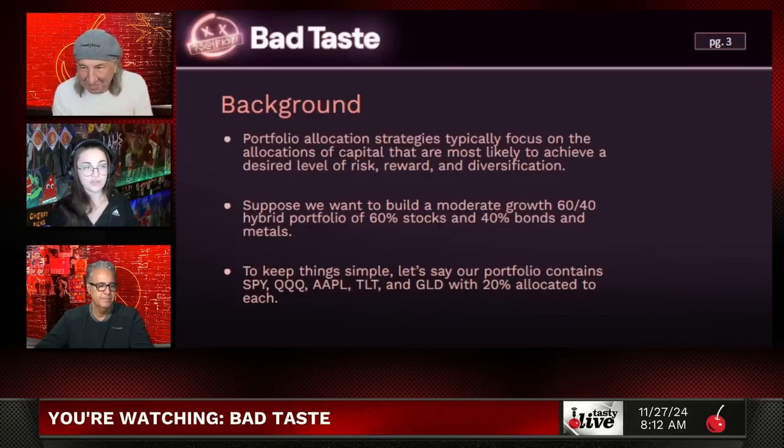A little bit of background. Portfolio allocation strategies typically focus on allocations of capital that are most likely to achieve a certain level of risk, a certain level of reward, a certain level of diversification. So for this example, let's talk about a moderate growth equities portfolio, 60-40. This is kind of a hybrid, 60% stocks and 40% bonds and metals. To keep it simple, our portfolio is going to have SPY, QQQ, Apple, TLT, and gold, 20% allocated to each.